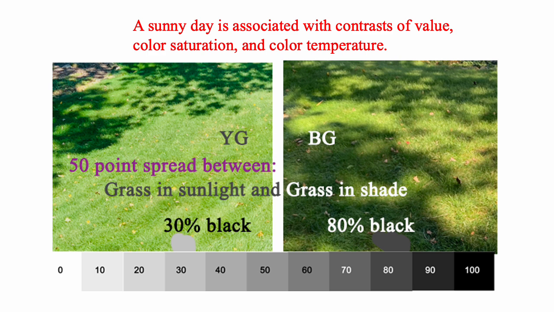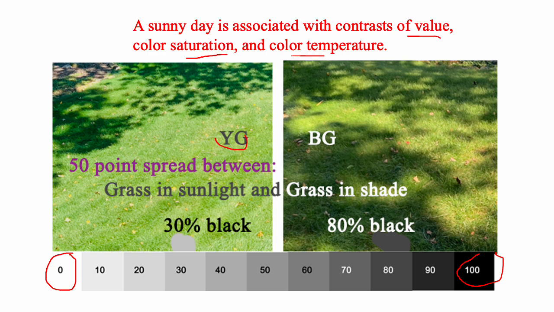To convincingly show a sunny day, you need contrasts of value, color saturation, and temperature. The value contrast should be great enough so it looks like sunlight. I compared the values here to the Photoshop scale, where white is 0% black and black is 100% black.